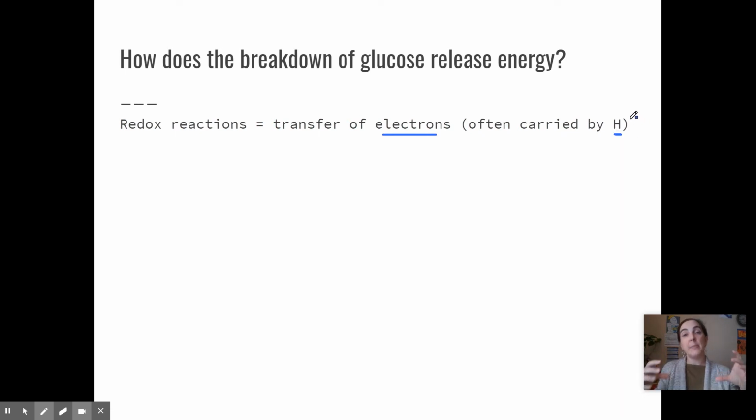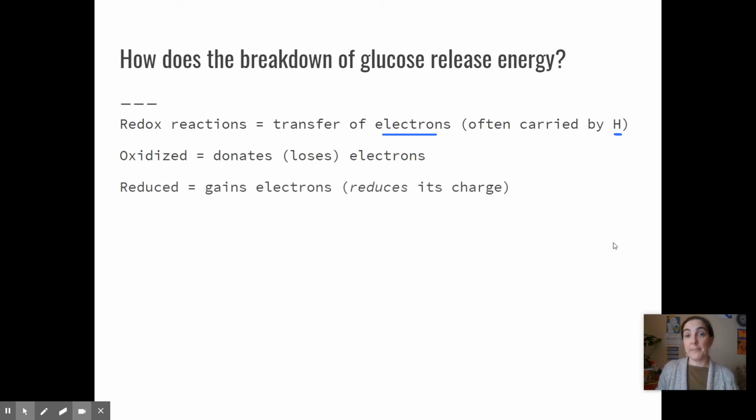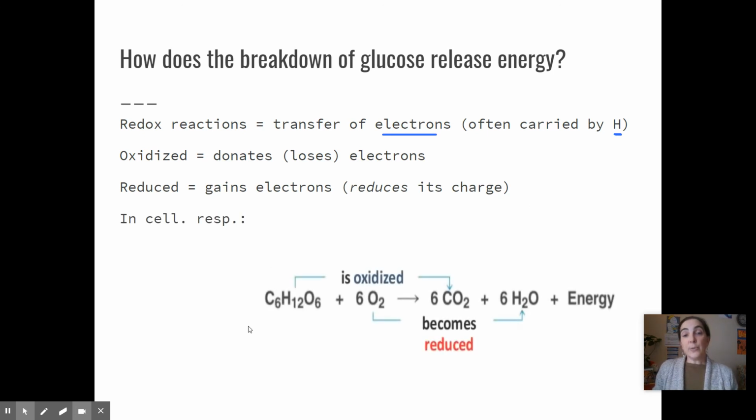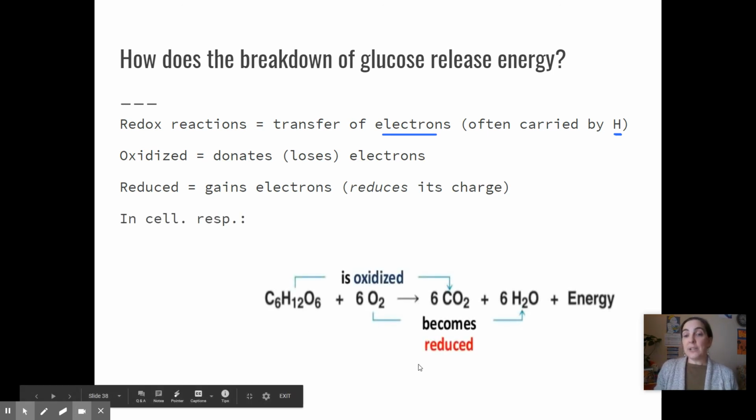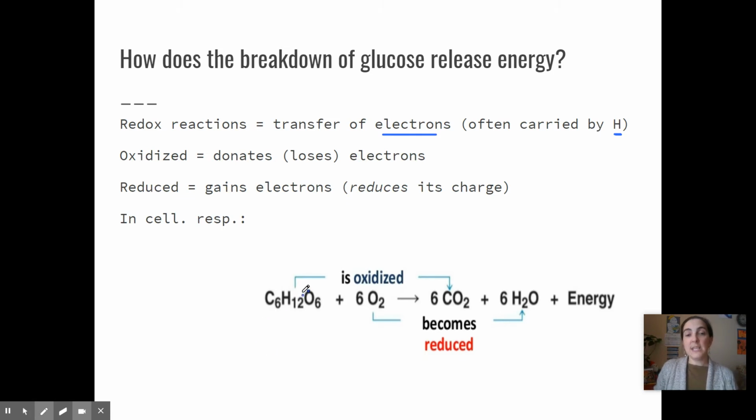So when you look at a chemical equation, the hydrogens are what you want to focus on to figure out where the electrons are going. So for cellular respiration, if we follow the hydrogens, we can see that the hydrogens here are being removed. And so you're left with this molecule that's just C and O. It's just carbon and oxygen. So those are giving away the electrons attached with those hydrogens.